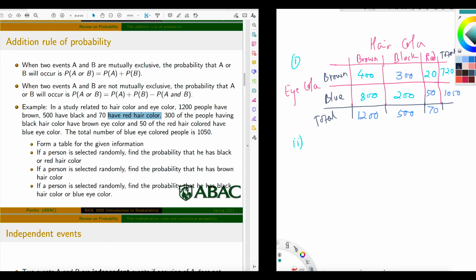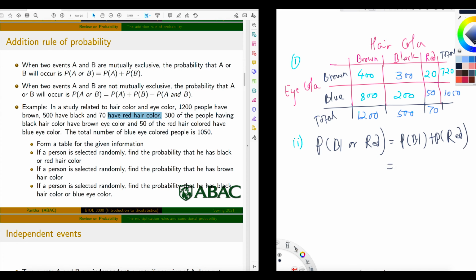It says in double I, if a person is selected randomly, find the probability that he has a black hair color or red hair color. Probability of black or red. So what is the formula? Do they have anything in common? Black hair color is this. Red hair color is this. There is nothing common, right? The people who have black hair color do not have red hair color. So this is disjoint, right? So probability of black plus probability of red, right?